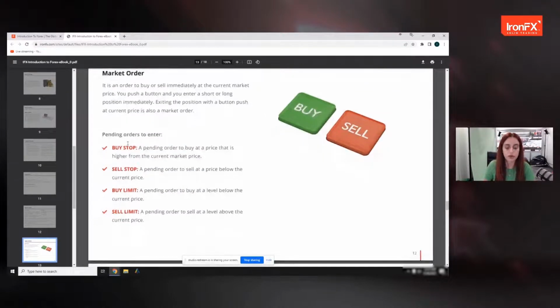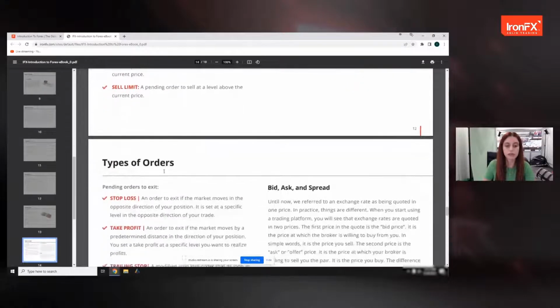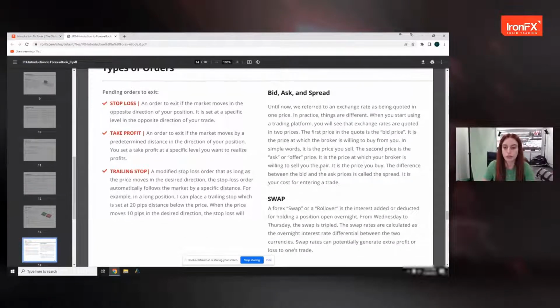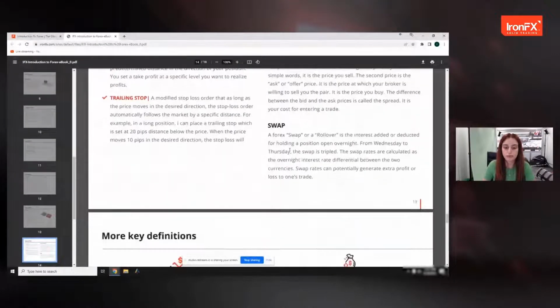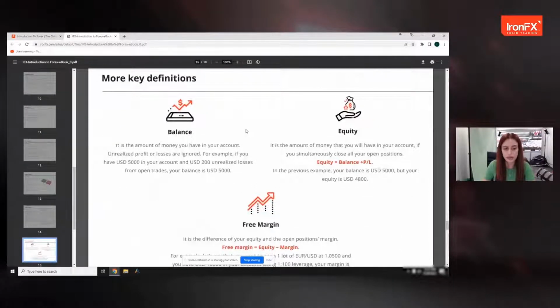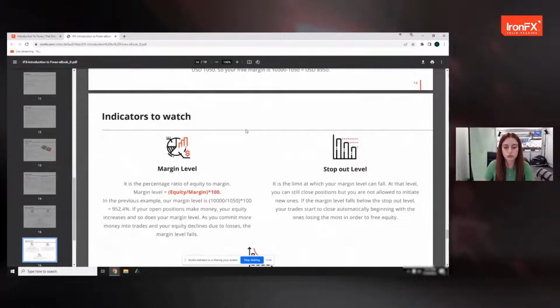So here you have the pending orders to enter. You have buy stop, sell stop, buy limit, and sell limit. Then you have the types of orders. So you have the stop loss, take profit, trailing stop. Here you have bid, ask, and spread. Again, extremely important if you are a new trader. You should pay attention to this here. You have the swap. Here you have more key definitions, which is very helpful again. You have a couple of indicators to watch.